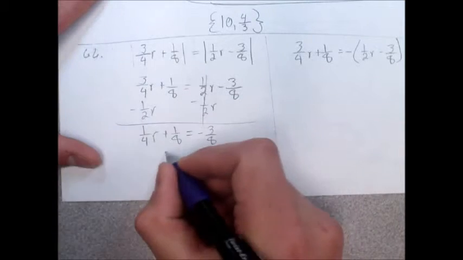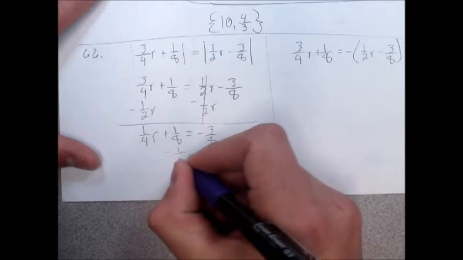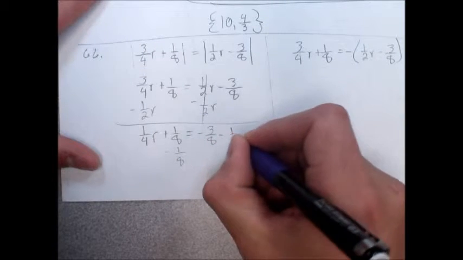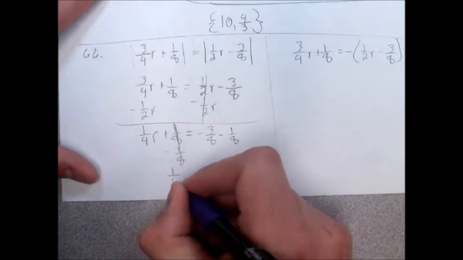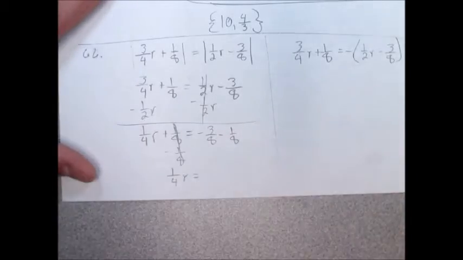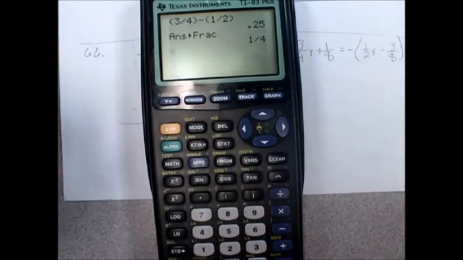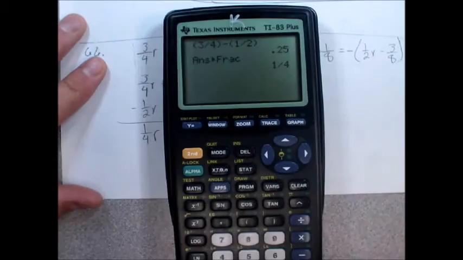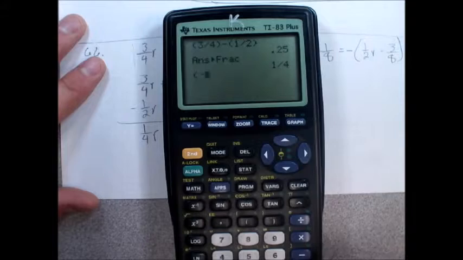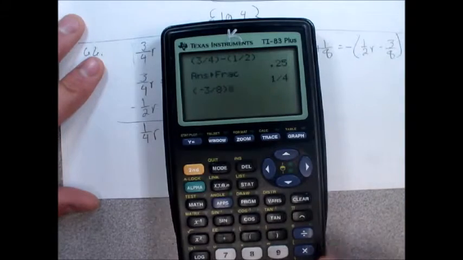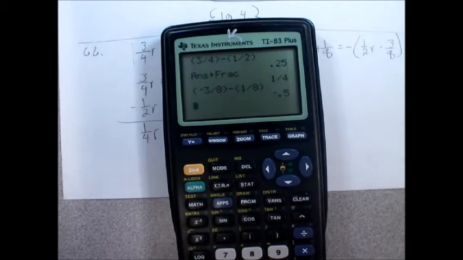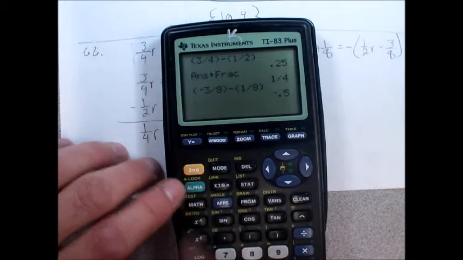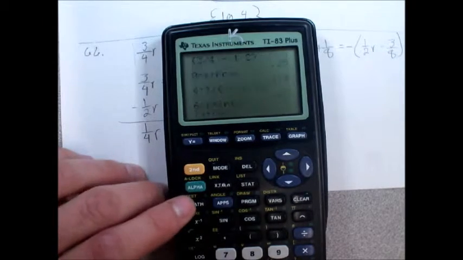Now again, I want to move all my other numbers to the other side, so minus 1/8, minus 1/8. I'm left with 1/4 r equaling, and again, I'm going to show you how to do this one more time. See if I can get that glare off of there. It's negative 3/8, so negative 3/8 minus 1/8, minus 1/8. Enter. It gives me a negative 1/2. If you don't know that 0.5 is 1/2, you can press math, fraction, negative 1/2.